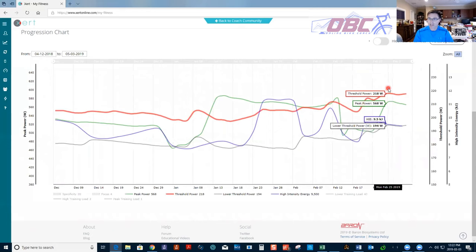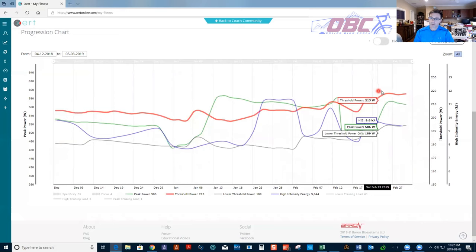So she was at 189 watts. Yeah, on the 23rd, 189 watts of lower threshold. Peak power of 506, HIE of 9.6, and then a threshold of 213. She goes out and hits a breakthrough, and she ends up with a 218 threshold, 568 peak power. She grew her HIE a little bit.